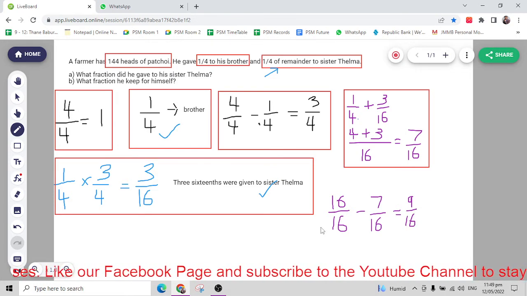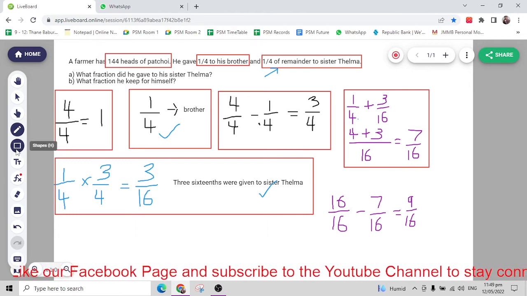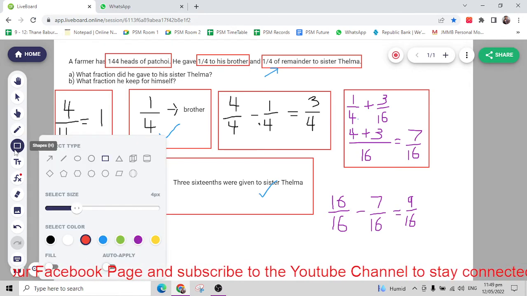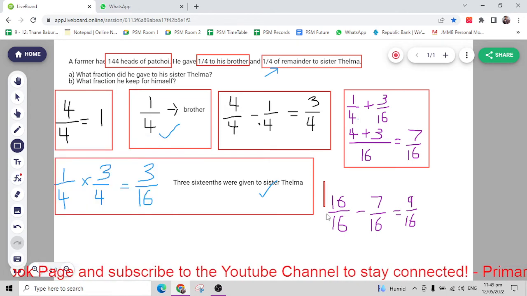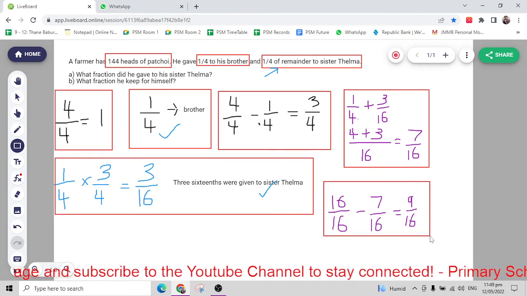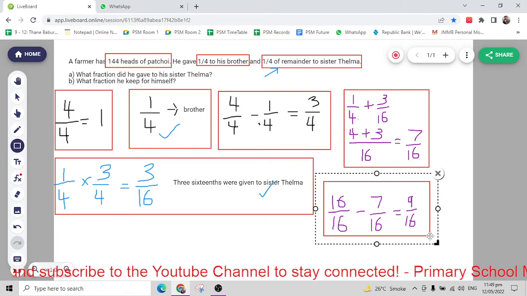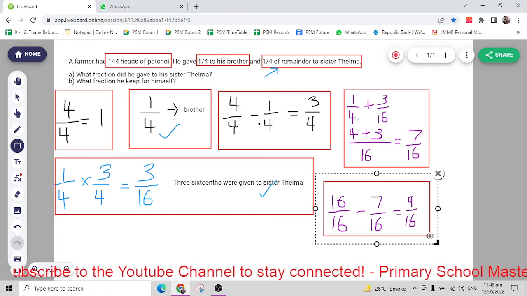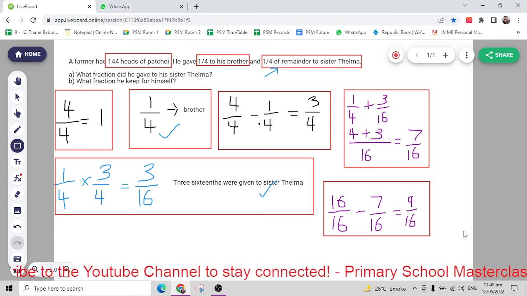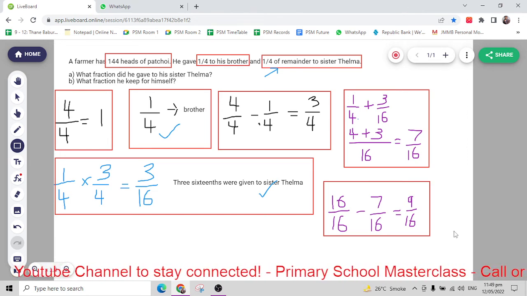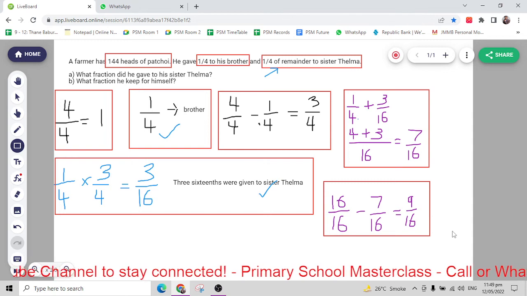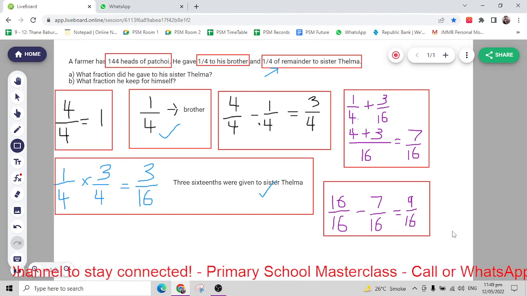Okay? So the farmer remains, which is part B. The fraction that the farmer keeps for himself would be 9 over 16. Pretty generous guy. He still has more than half what remains, but he pretty much gave a lot away of his produce. So the farmer remains with 9 over 16, right?